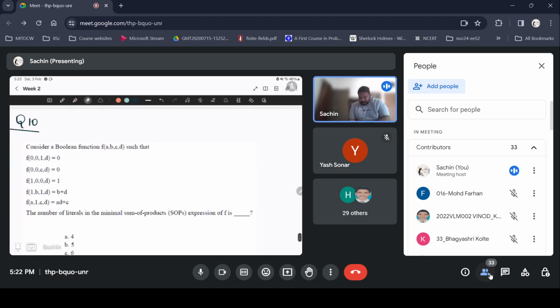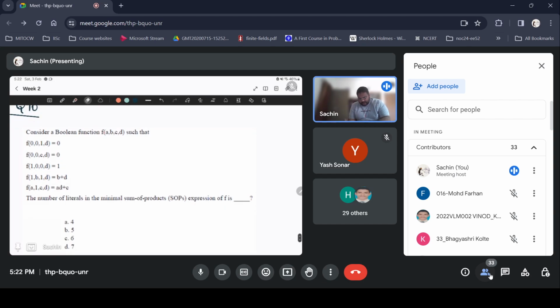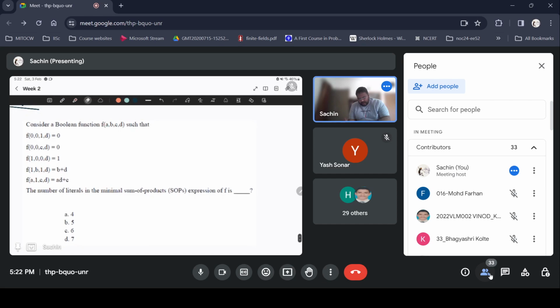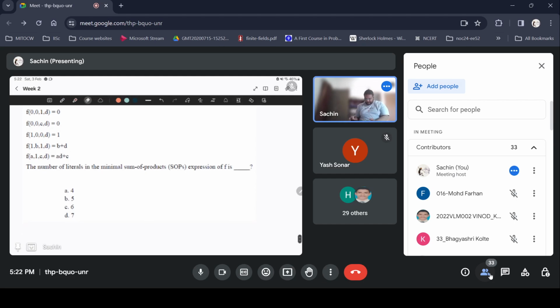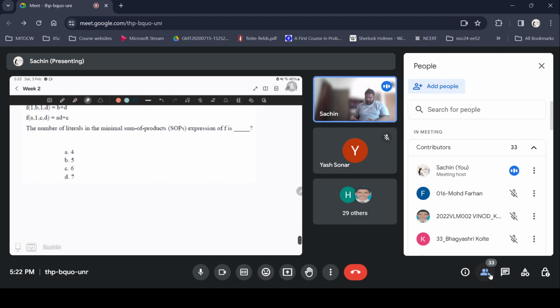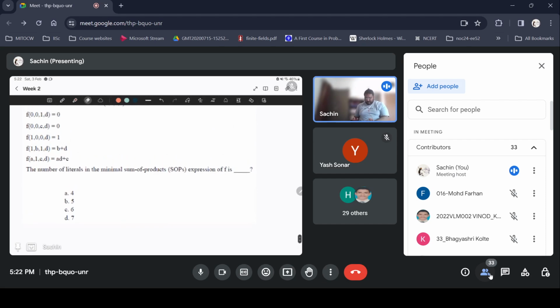Then the last question. Consider a Boolean function f of a, b, c, d such that f of 0, 0, 1, d is equal to 0, f of 0, 0, c, d is equal to 0, f of 1, 0, 0, d is equal to 1, f of 1, b, 1, d equals b plus d, f of a, 1, c, d is equal to ad plus c. The number of literals in the minimal sum of products expression of f is. So first we have to get the sum of products expression and then we have to minimize it.